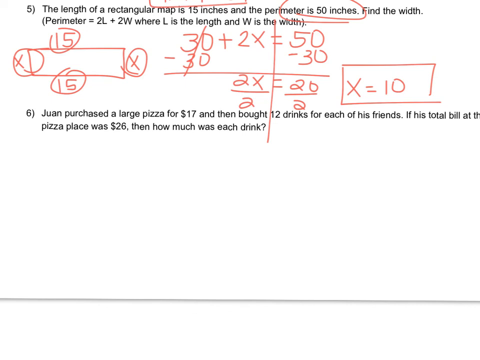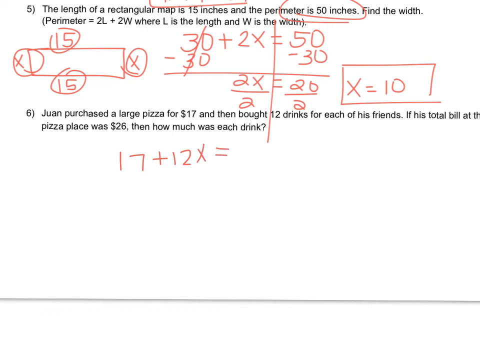And if we do number 6, it says Juan purchased a large pizza for $17 and then bought a $1 drink for each of his friends. If the total bill at the pizza place was $26, how much was each drink? All right, so let's go back to the beginning. It says Juan purchased a large pizza for $17, so he spent $17, and then he bought 12 drinks, one for each of his friends. All right, so that means there's 12 friends, right? So he bought 12 drinks, but do we know how much each of the drinks cost? No, so it gets an x.